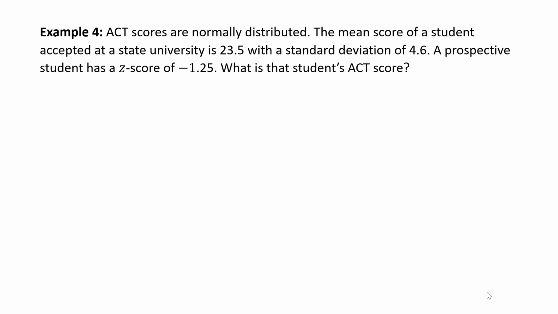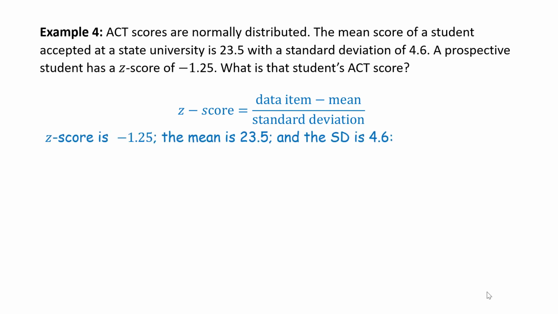Let's identify what we're looking for. We're looking for the data item given the z-score, so we'll still use the z-score formula, which is z-score is equal to, in the numerator, data item minus the mean, divided by, and in the denominator, standard deviation. Let's identify the parts. The problem tells us that the z-score is negative 1.25. The mean is 23.5, and the standard deviation is 4.6. Let's put those numbers in the right places in the formula.